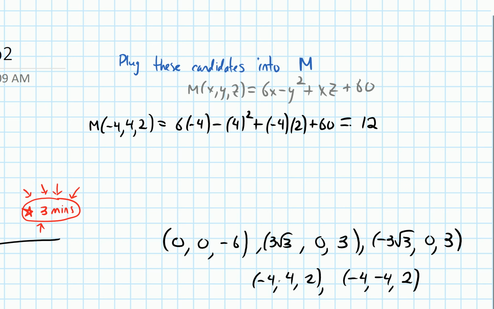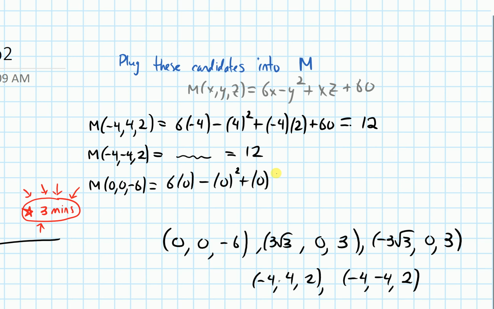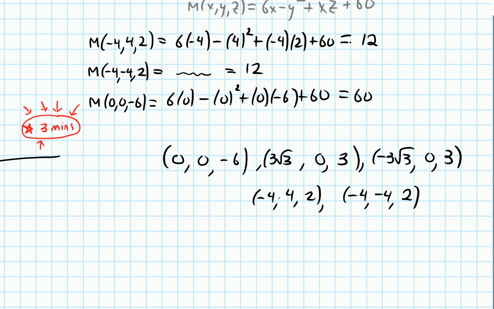So now if we plug in the next point, negative 4, negative 4, 2, the only thing that changes is the y value. But when I square it, we're going to get the same thing. So if you plug this in and work out what it is, you'll get 12. Okay, so now let's plug in 0, 0, negative 6. So we'll get 6 times 0 minus 0 squared plus 0 times negative 6, plus 60. So I have a bunch of zeros added to 60, which is 60. Okay, so we have 2 more points to plug in.